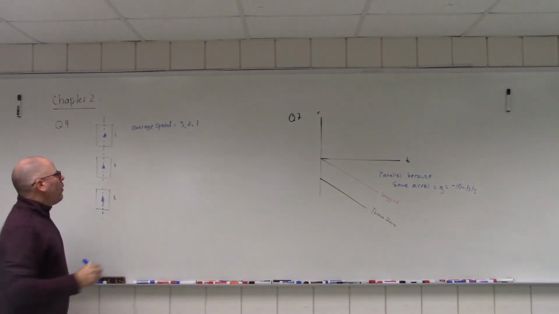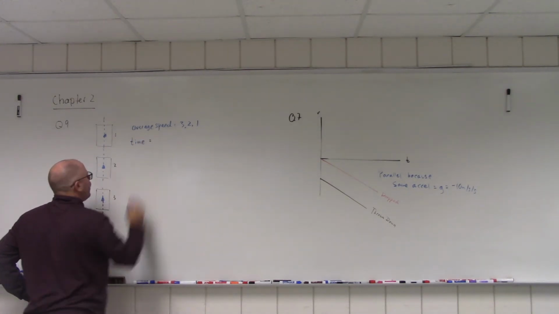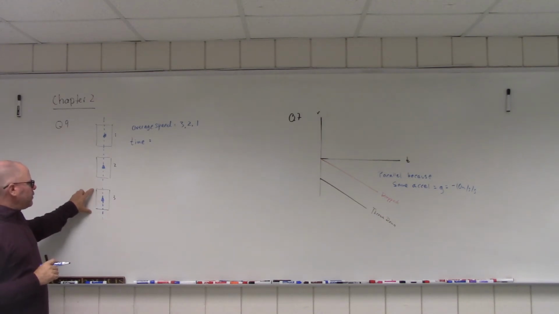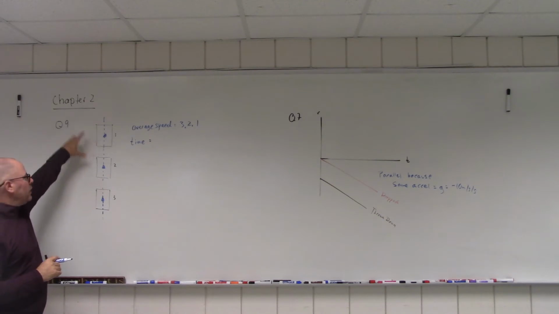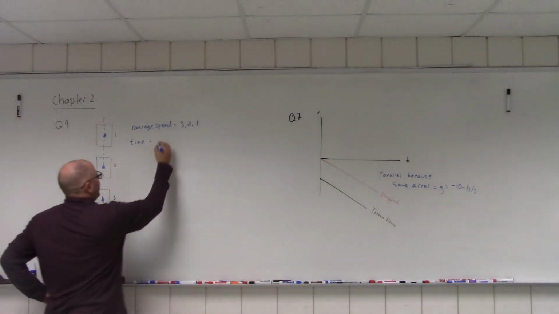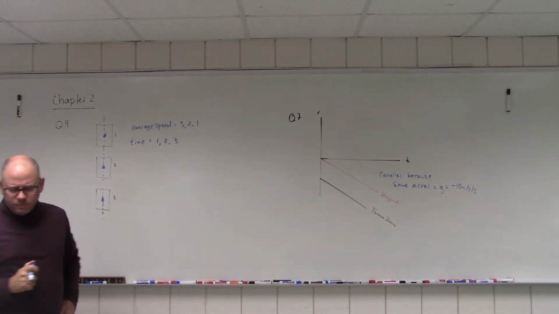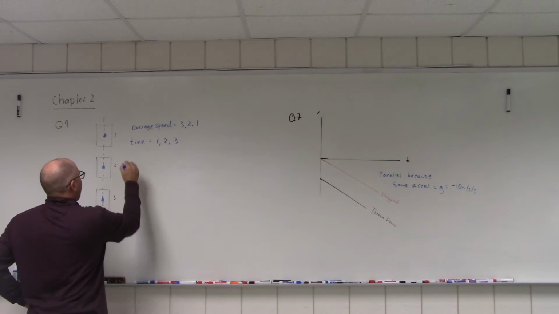Okay? What about the time? Let's rank the time. Well, if it's slowing down, it's going to take less time to go across this one, a little bit more time to go across this one, and a little bit more time to go across this one. So I think the longest time in this case is 1, 2, 3. Ooh, what about the acceleration?